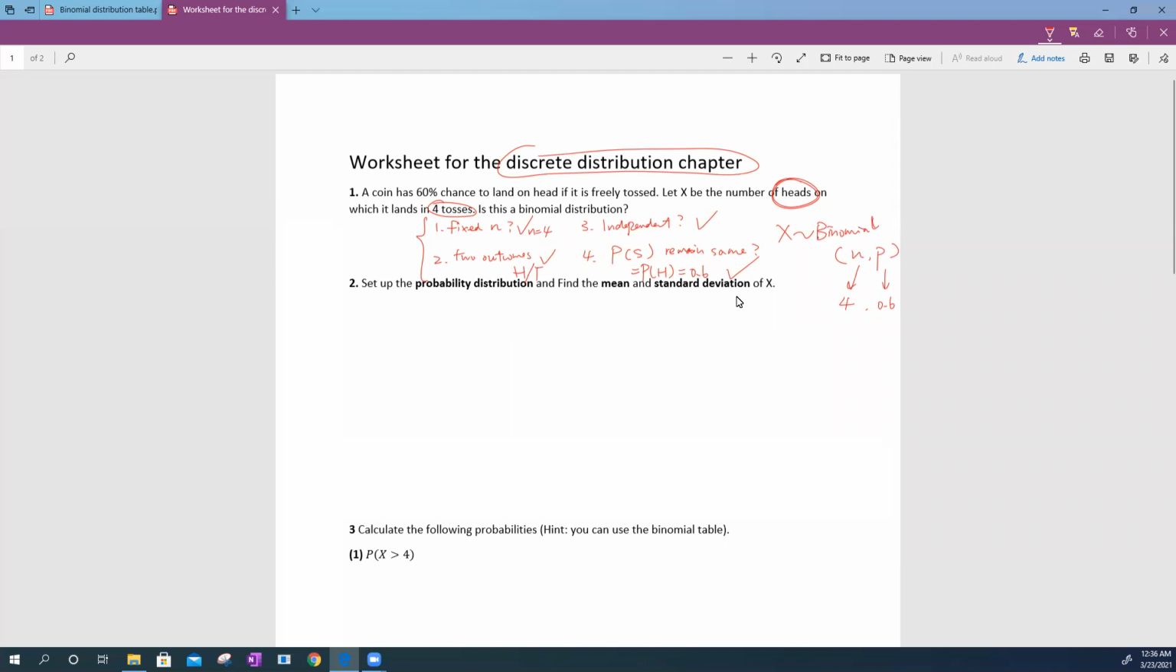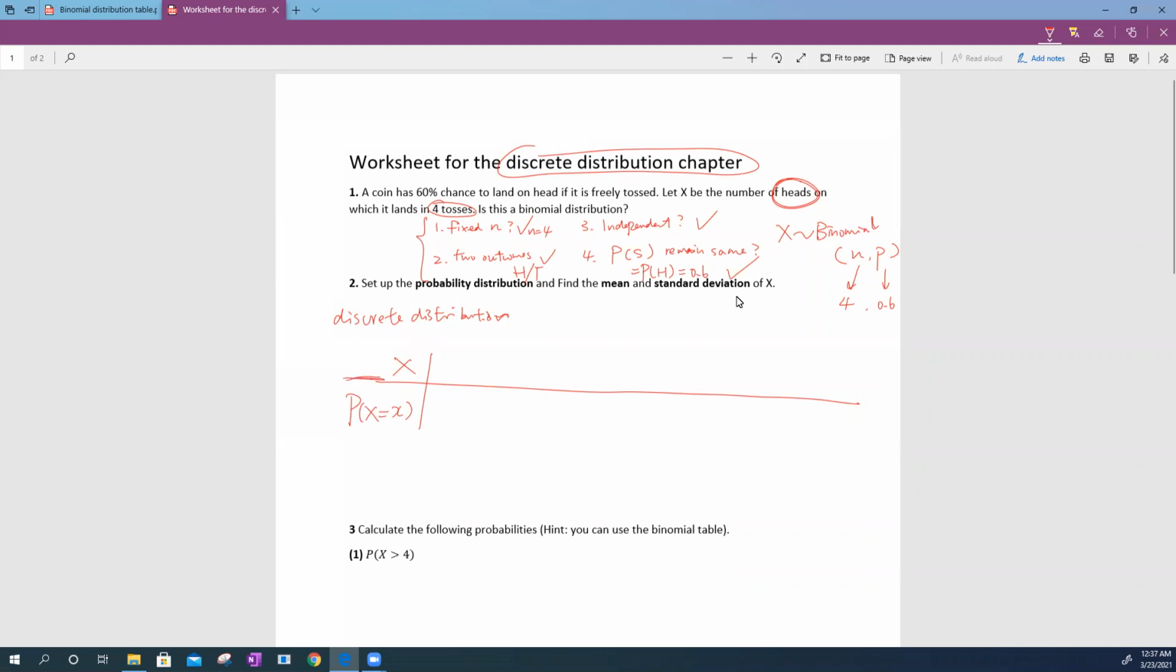And then 2, set up the probability distribution and find the mean and standard deviation of X. So yes, it's a binomial distribution, but it is still a discrete distribution, right? Binomial is just a special type of discrete distribution, for which we can use a formula to find those probabilities. We have some good properties that make the calculation a little bit easier. Then we use a tabular format to write down this distribution.